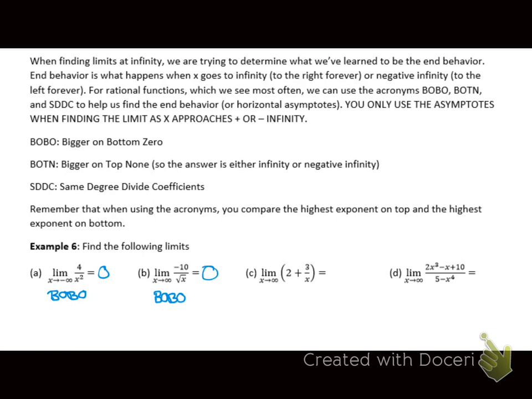For part C, when you have the limit as x approaches infinity of a number, it ends up being just that number. But this one, the 3 over x, that is BOBO. So we end up with 2 plus 0, which is just 2. For part D, we have 3 on top, 4 on the bottom. Well, 4 is bigger than 3, so again, bigger on bottom.